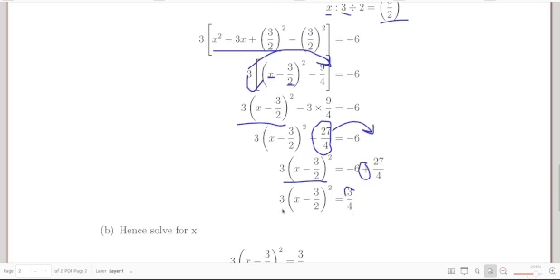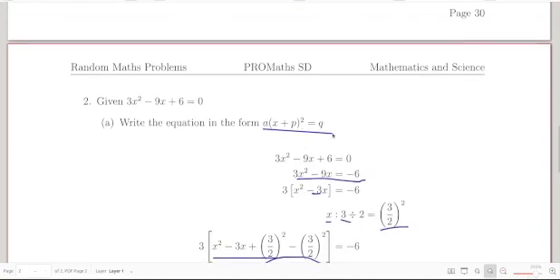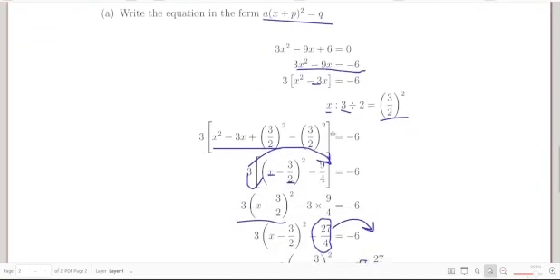Next, divide by 3 both sides. Oh, sorry. We are not there yet. And this is the form that was required from us, which is this form here. That completes the first part of the question.